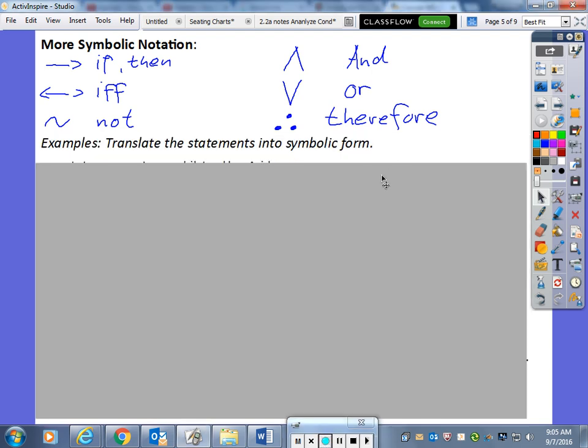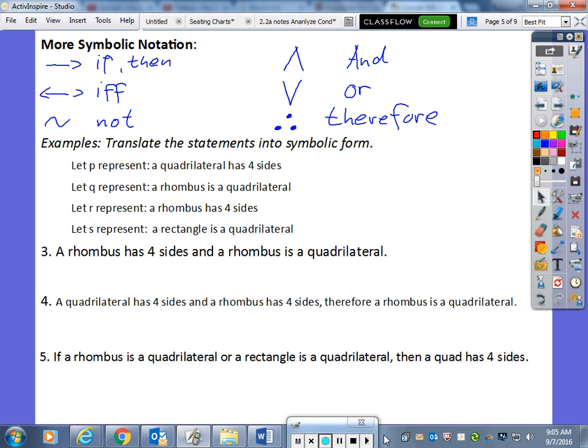Let's look at an example where we can use all these different symbols of our symbolic notation. We have 4 statements, and those 4 statements also are represented by a letter. P represents a quadrilateral has 4 sides. Q represents a rhombus is a quadrilateral. R represents a rhombus has 4 sides. And S represents a rectangle is a quadrilateral.